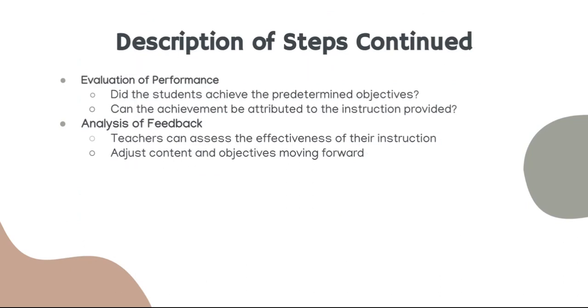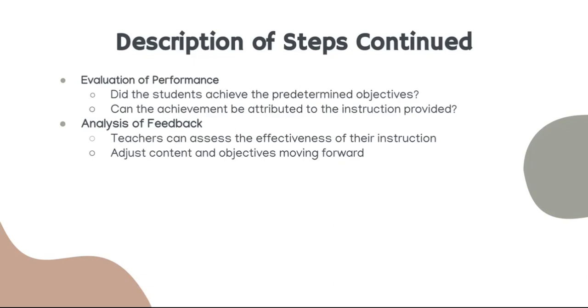The final two steps of the Gerlach and Ely model are evaluation of performance and analysis of feedback. These two steps are linear. When evaluating performance, instructors determine whether or not students achieved the criteria of the established instructional objective. These should be clear and measurable or observable. Instructors should also evaluate whether or not student success, or lack thereof, can be directly attributed to the instruction provided.